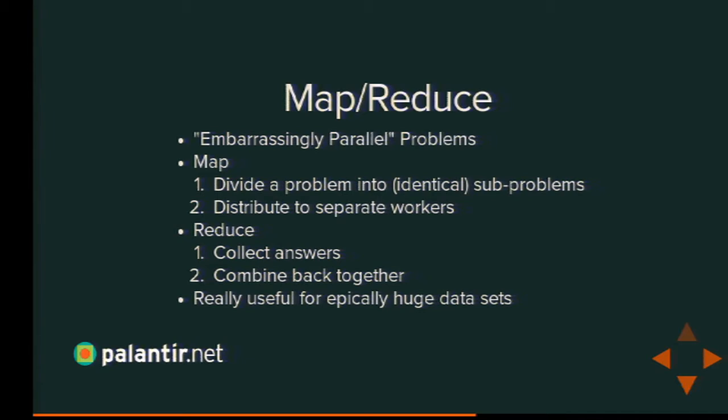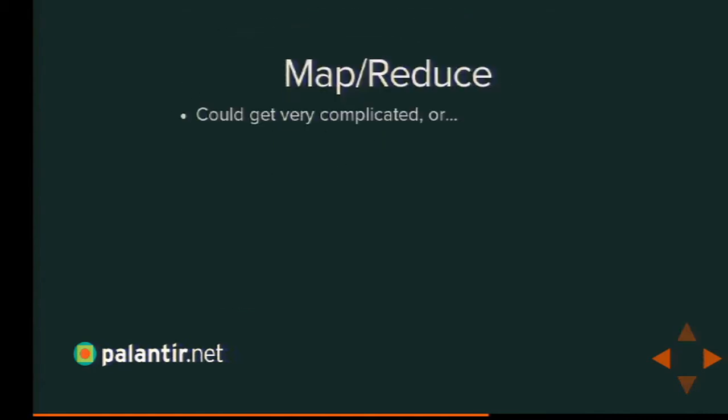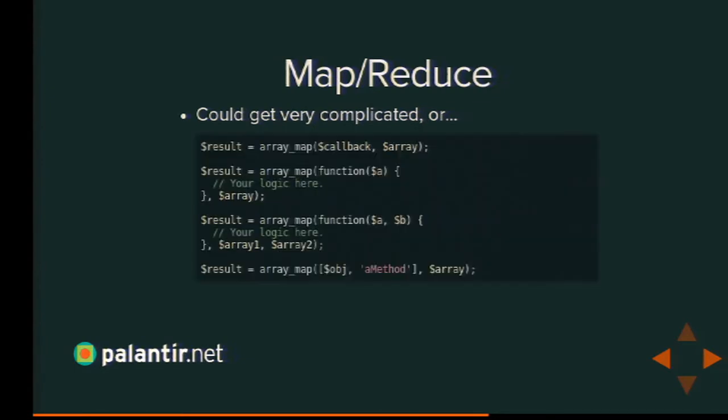This is really useful if you have really, really epically huge data sets, like, let's say, Google, or Twitter, or Amazon. If you want to analyze tweets, that's an easy MapReduce problem because you're not going to analyze 50,000 tweets or 50 million tweets. You're going to analyze one tweet 50 million times. And you can do that in parallel if you wanted to. And this could get very, very complicated. There are some very large, very expensive systems that do this on a large scale.